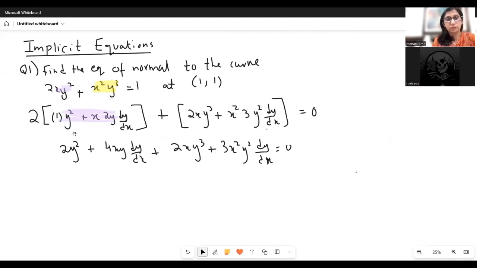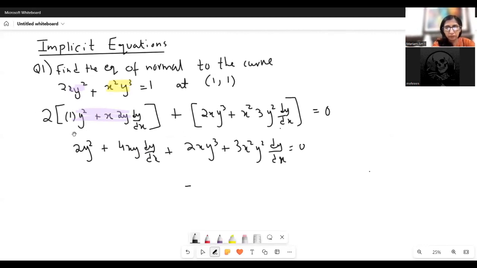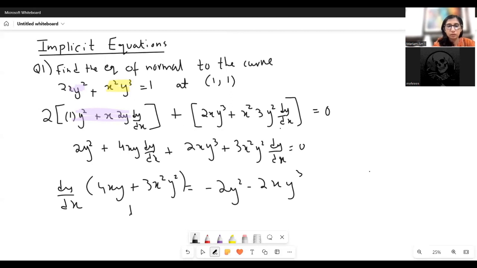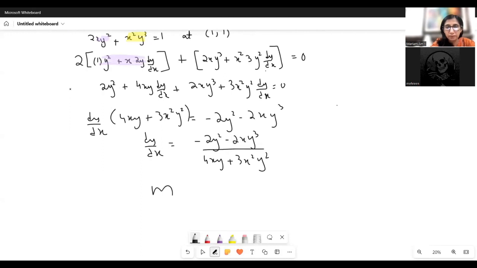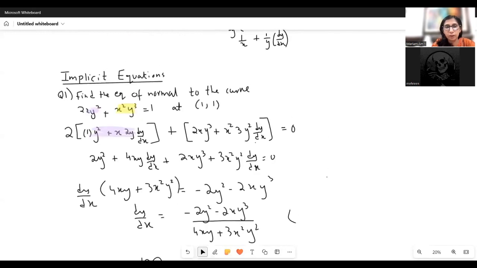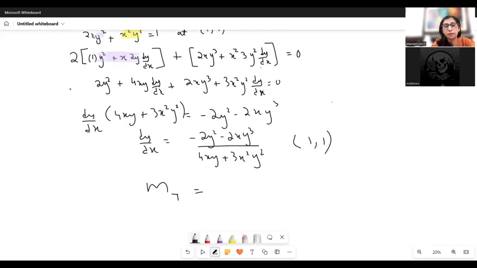Okay. So take dy over dx common and also move all the non-dy over dx terms to the right. So I'm going to do that first. So I get minus 2y square minus 2xy cube, and take dy over dx common here. And we get 4xy plus 3x square y square. So dy over dx equals minus 2y square minus 2xy cube upon 4xy plus 3x square y square. Now to find the slope of the tangent, I'm going to write mt. The slope of the tangent, you substitute the given values of x and y, which are 1, substitute 1, 1 here and give me the slope of the tangent.